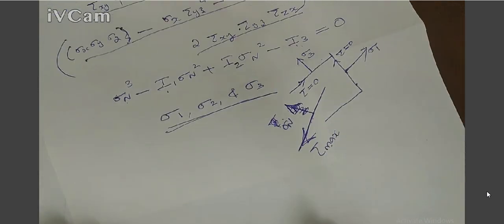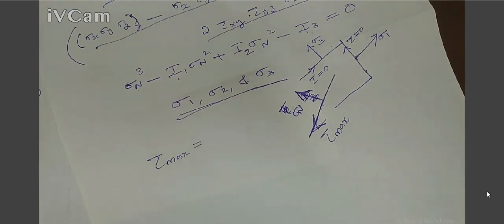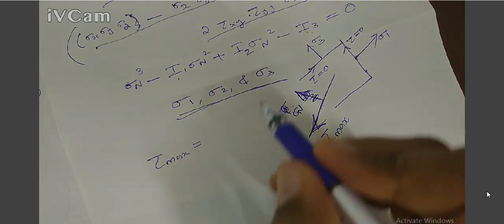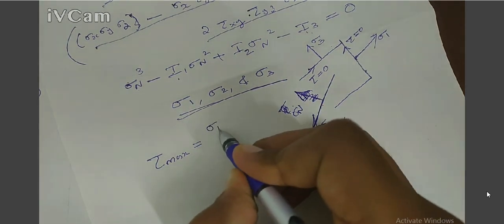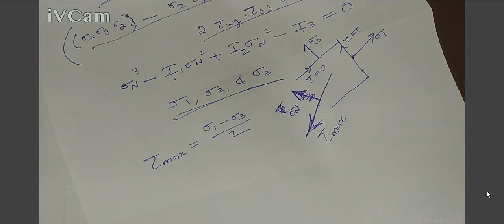The value of the maximum shear stress, tau maximum, can be expressed in terms of the principal stresses as sigma 1 minus sigma 3 by 2. That is, maximum principal stress minus minimum principal stress, divided by 2.